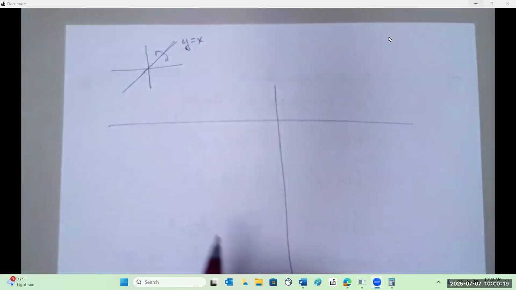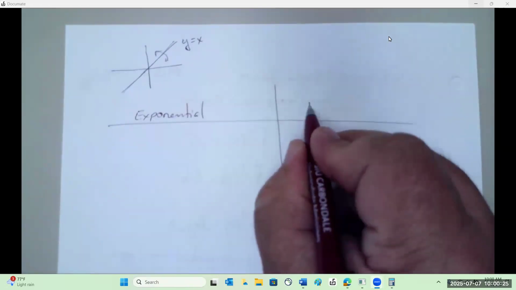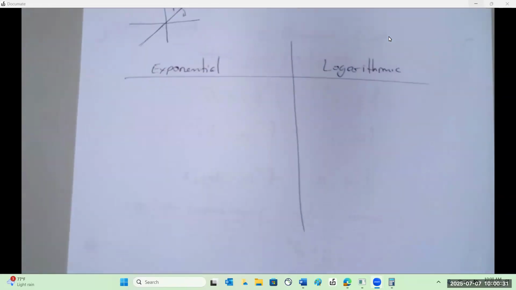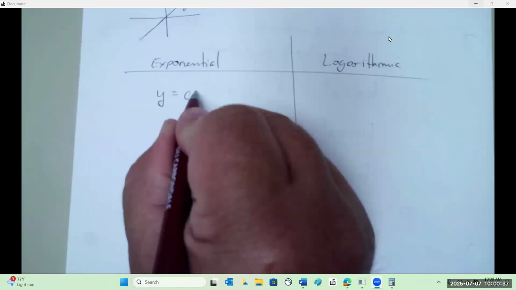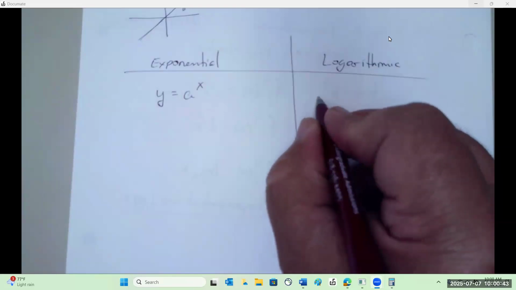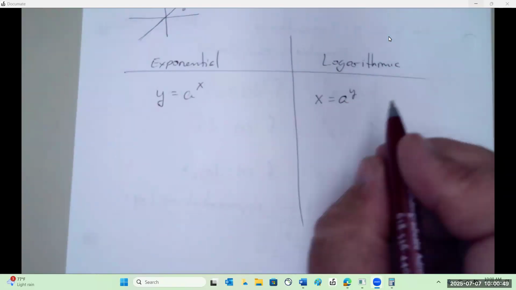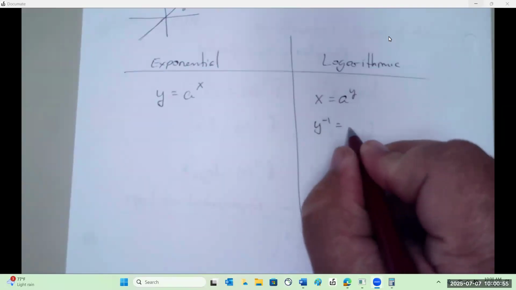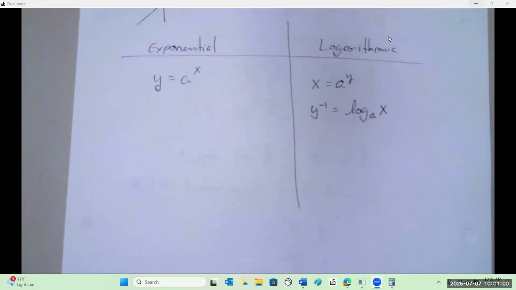So let's look at the two functions. We have exponential functions, and now we have logarithmic functions. This one is y equals a to the power x. This one is really x equals a to the power y, which becomes the inverse, log base a of x, since you have to get y by itself.